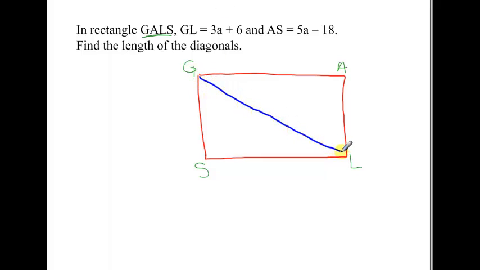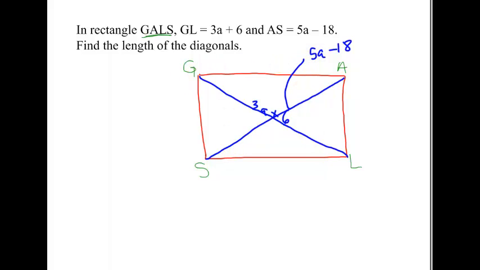GL is a diagonal. GL, this diagonal, is 3A plus 6. And then AS is this other diagonal. Ooh, this will be fun. And that diagonal is 5A minus 18. Find the length of those diagonals.